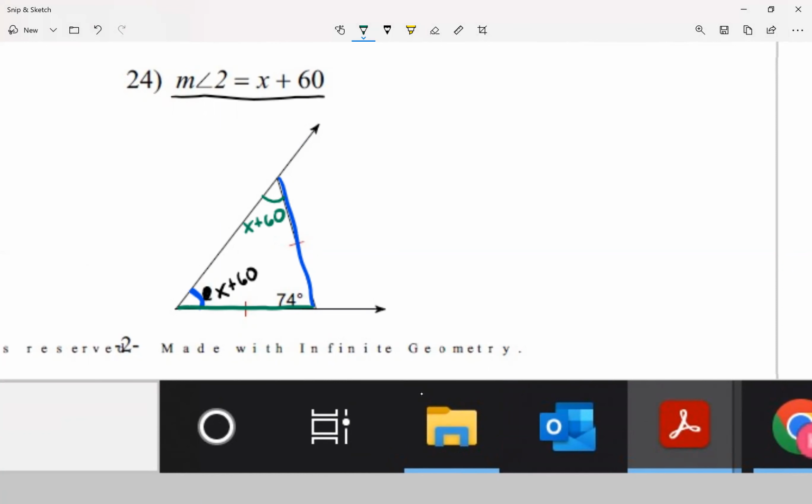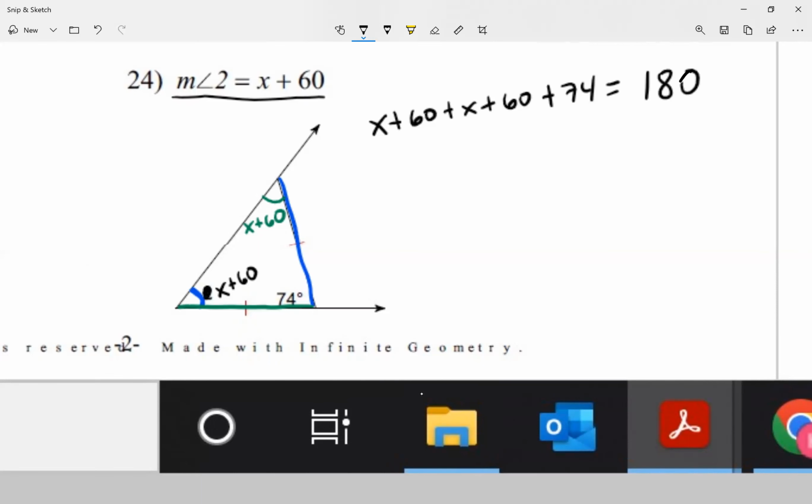Because the two angles that I marked are equal. Okay, so now I have all three angles of my triangle. So let me add everything: x plus 60 plus x plus 60 plus 74. Notice I added my three angles. I know that three angles of a triangle always add up to 180, so I'm going to say this is equal to 180.